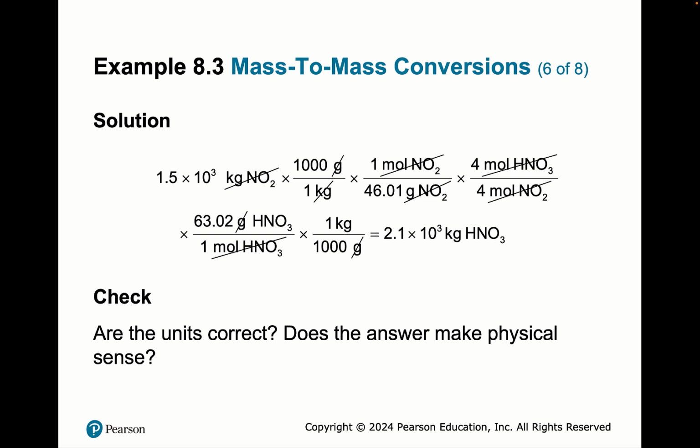Then we go from moles of nitric acid to grams of nitric acid, and then to kilograms. So this forms 2,100 kilograms of nitric acid. Does it make sense? Yeah, it makes sense because nitric acid is a little more massive than NO2. It's going to be a little bit more, but it's on the same order. So in my mind, this makes sense.